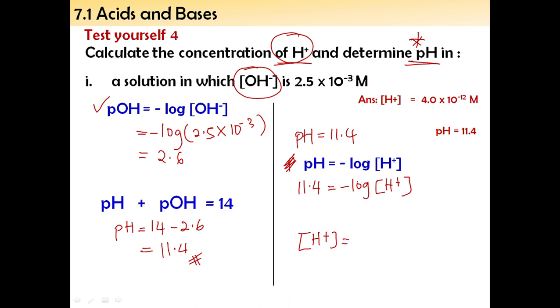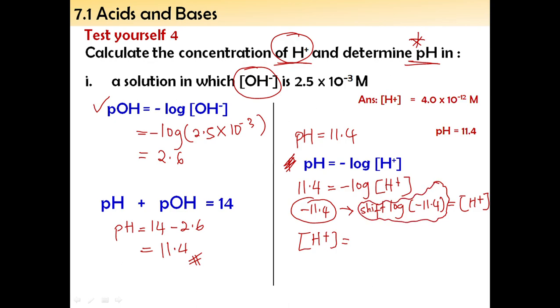Jadi, first, ni saya ajar. Ini akan banyak kali awak guna tau dalam chapter ni. Jadi, tolong fahamkan sekarang. Macam mana nak hilangkan negatif log. So, first, pindah dulu negatif pergi sini. So, awak akan dapat negatif 11.4. Jadi, sekarang nak hilangkan log, after dah pindahkan, next adalah tekan shift log. So, it's an anti-log. Tekan dalam kalkulator tu, shift log negatif 11.4, dapatlah concentration untuk H+. Jadi ini adalah cara untuk hilangkan negatif log tadi.